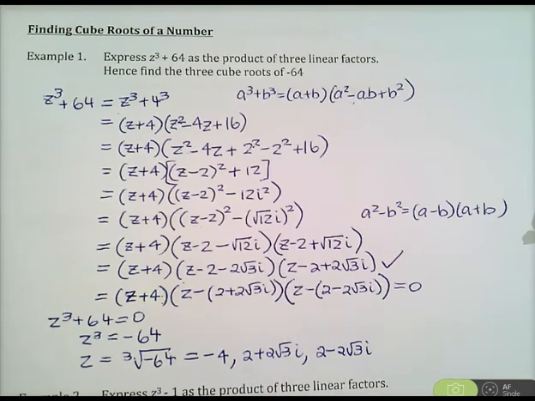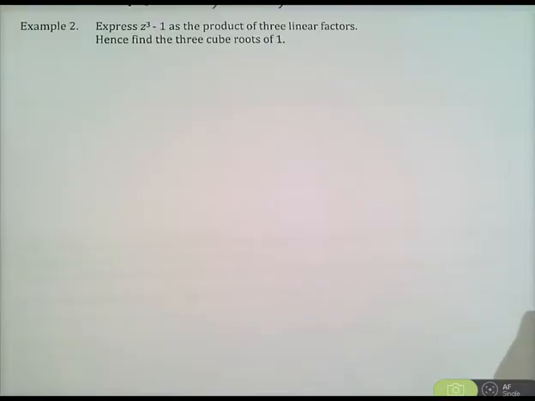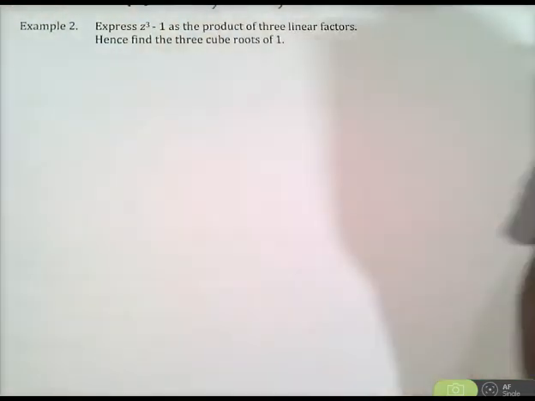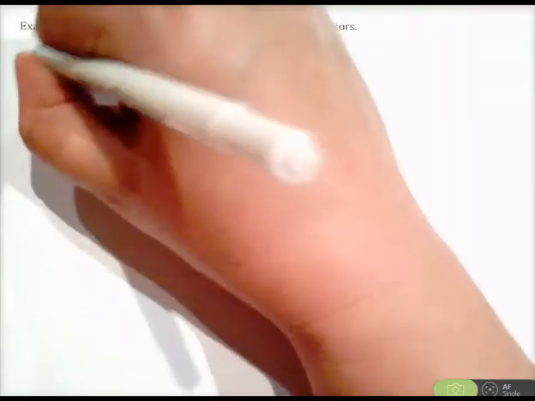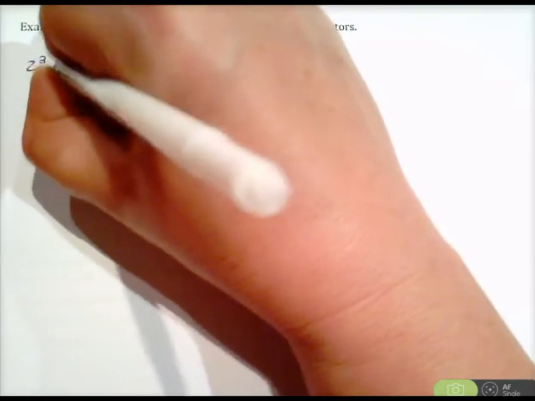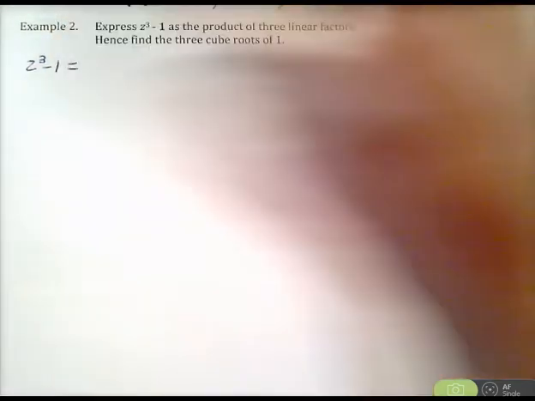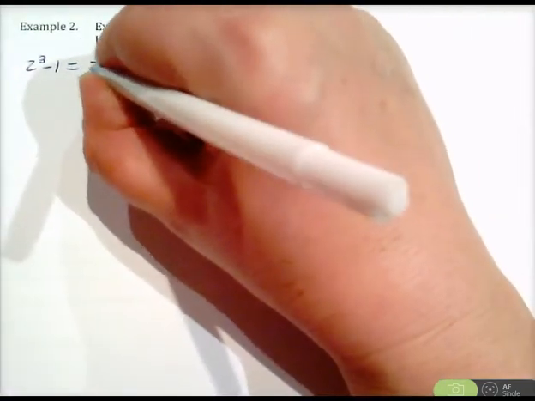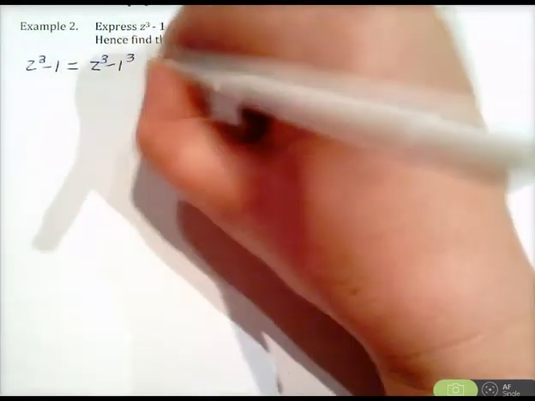Okay, now we're going to do the same thing with the next example. Okay, here is example 2. In example 2 it says to express z cubed minus 1 as the product of 3 linear factors. Now we're going to do exactly what we did up in example 1. So if you want, you can try it on your own, pause the video and restart when you're ready. Okay, so z cubed minus 1 really is z cubed minus 1 cubed.